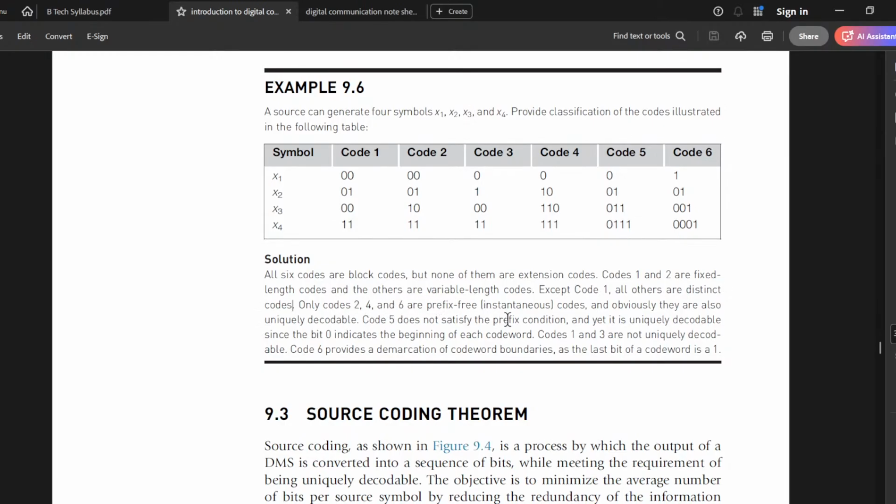Only codes 2 and 4 are prefix free. Here the prefix of this is the prefix of this. In code 2, no prefix. Here 0 is the prefix of this and 1 is the prefix of this. Here, no prefix, so this is prefix free. 0 is the prefix of all three, 1 is the prefix of none, so this is also free.